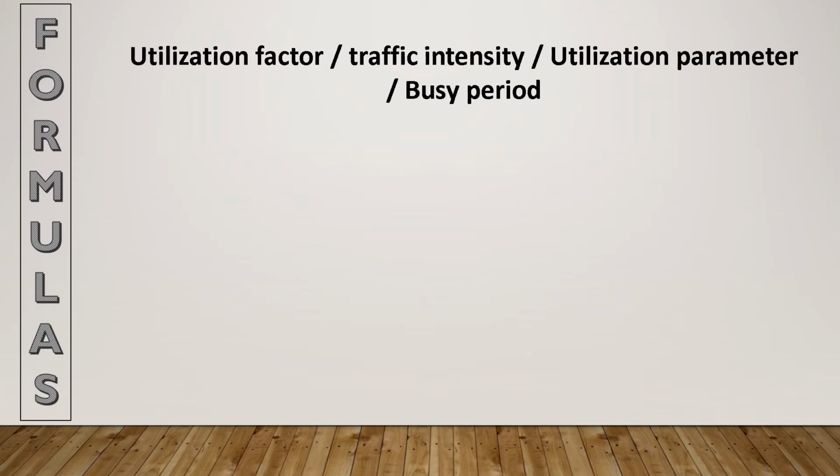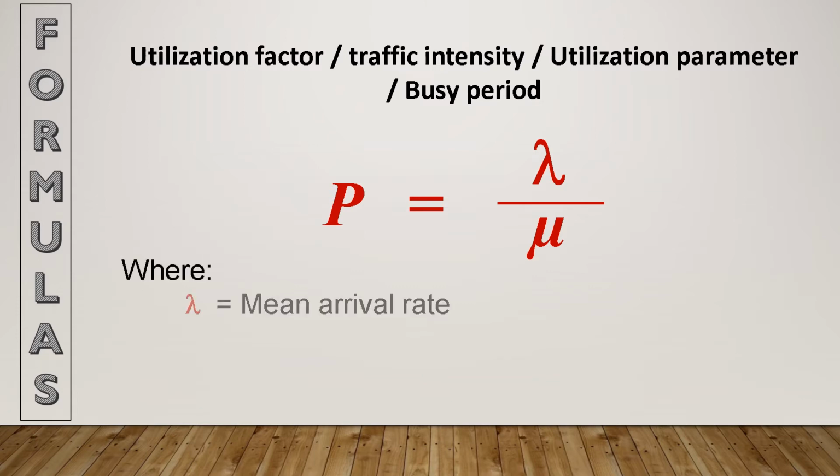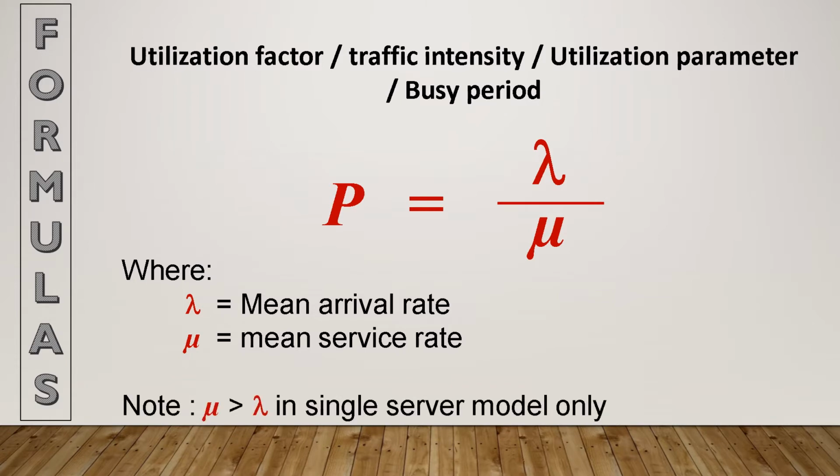We need to know the utilization factor, or the traffic intensity, or the utilization parameter, or the busy period. To solve this, we need this formula. ρ is equal to λ divided by μ, where the numerator symbol is the mean arrival rate and the denominator symbol is the mean service rate. Please take note that in a single server model, the mean service rate should be greater than the mean arrival rate. Okay? Please take note of that.